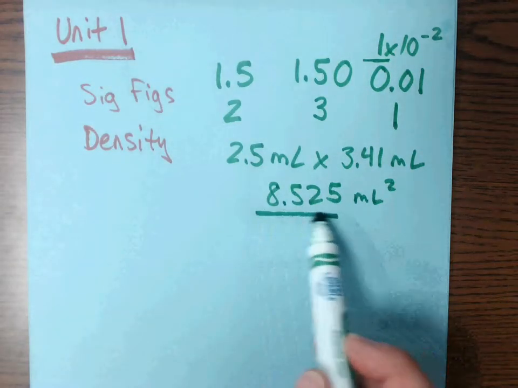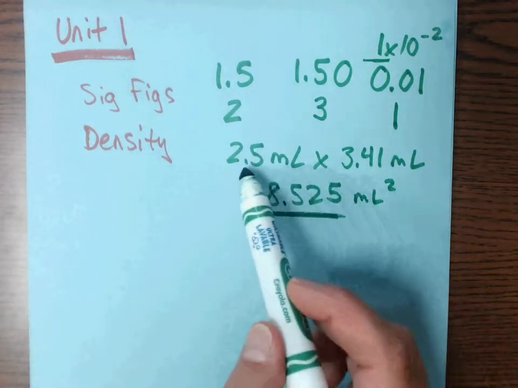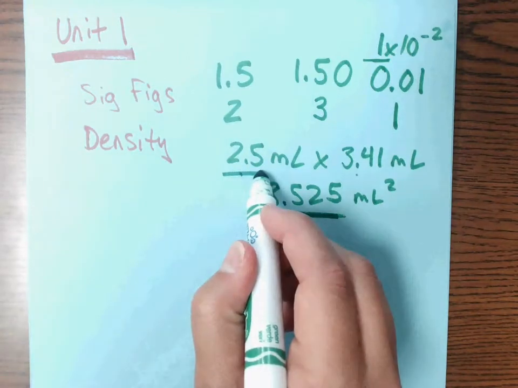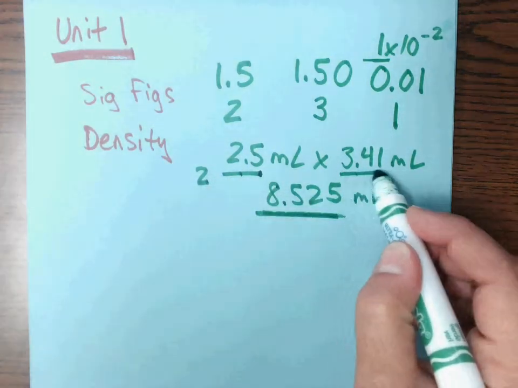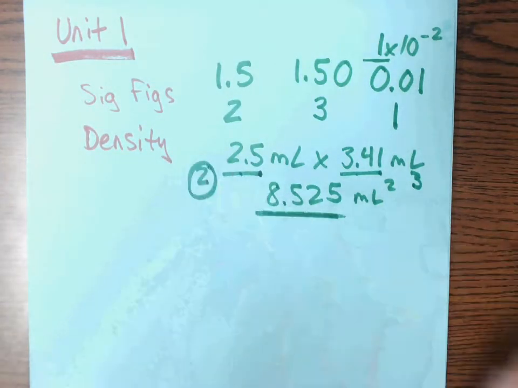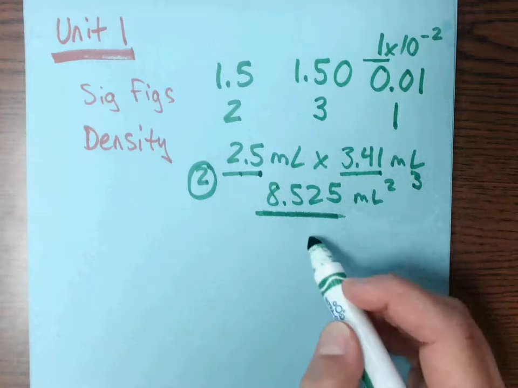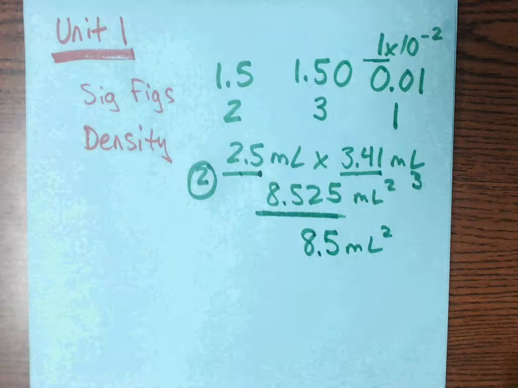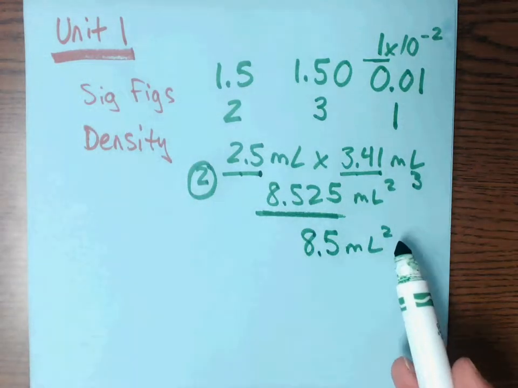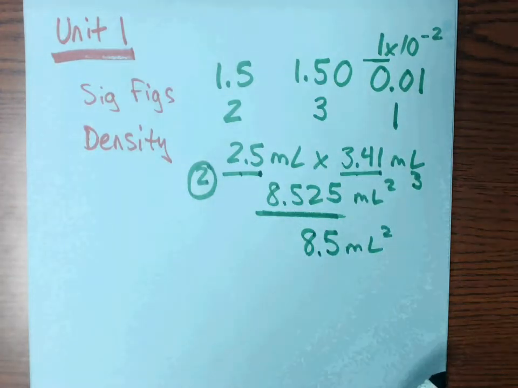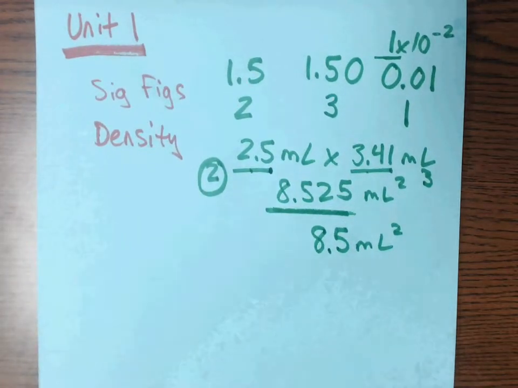But your answer can't be more precise than the numbers given. So what do you do when you're looking for sig figs with multiplying and dividing? You count the total number. So I have 2 here, I have 3 here, and we want to round your answer to the least amount of significant figures. So we would round this to 8.5 milliliters squared. Again, not a unit we would see a lot with milliliters squared. We would just see milliliters with the volume. But this was just looking at an example of applying those significant figure rules.